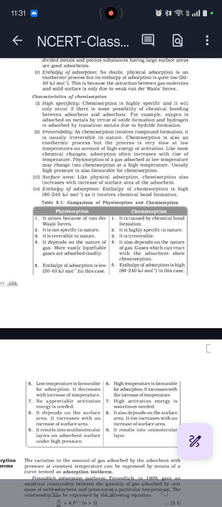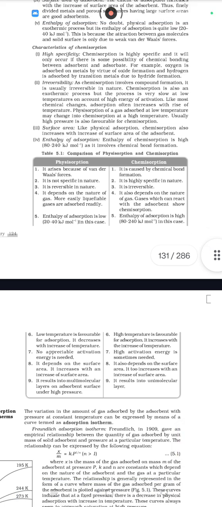Characteristics of chemisorption. High specificity. Chemisorption is highly specific and it will only occur if there is some possibility of a chemical bonding between adsorbent and adsorbate. For example, oxygen is adsorbed on metals by virtue of oxide formation, and hydrogen is adsorbed by transition metals due to hydride formation. Irreversibility. As chemisorption involves compound formation, it is usually irreversible in nature.